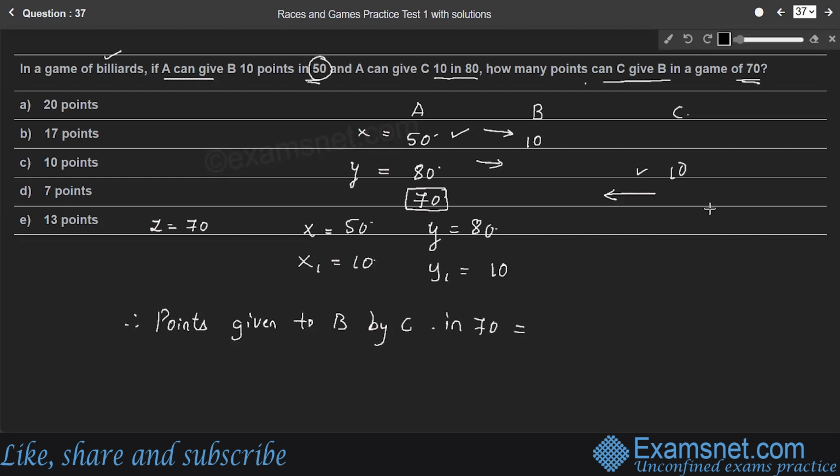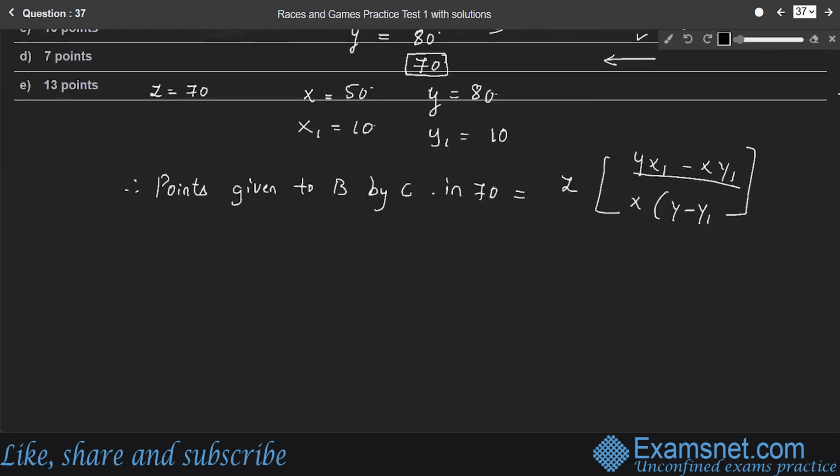Z is equal to, the formula says, z into (y x1 minus x y1) divided by (x into (y minus y1)). Substitute the values. Here z is 70, yes, 70 into (y is 80 into x1 is 10 minus x is 50 into y1 is 10) divided by x is 50 into (y minus y1), where y is 80 minus y1 is 10.